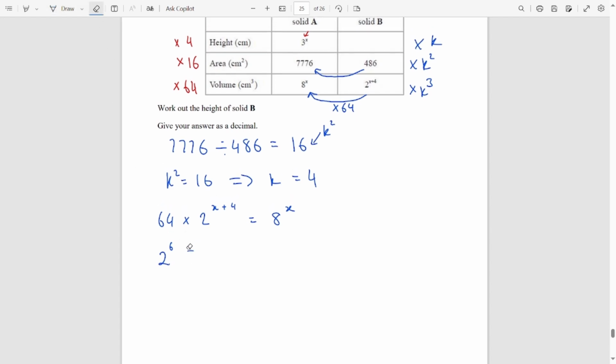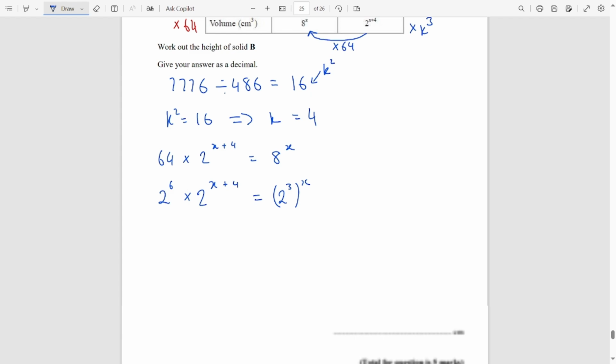So I'm rewriting all this because it's going to enable me to use the laws of indices in just a second. I'm going to write this as 2^(x+4), and this is equal to 8, well, 8 is 2^3, all raised to the power of x. Now I go ahead and use the laws of indices. When we are multiplying, we can add the powers.